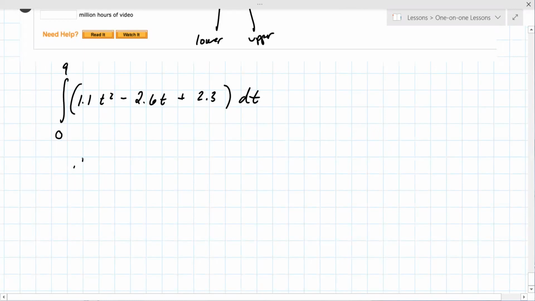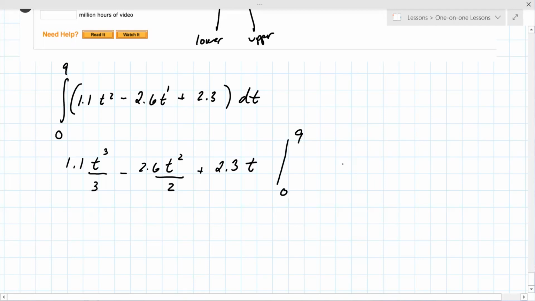So it's 1.1 t, and then you add one to the exponent, so it's t cubed over 3. See how I added 1 to 2 and put the new one on the bottom? Minus 2.6, this is t to the 1, so it becomes t squared over 2, plus 2.3. There is no t, so you put a t there. Then you evaluate it from 0 to 9. I don't know if you've seen this symbol before, but it means evaluate at the upper and then the lower limit. So then you just plug in 9 and 0.